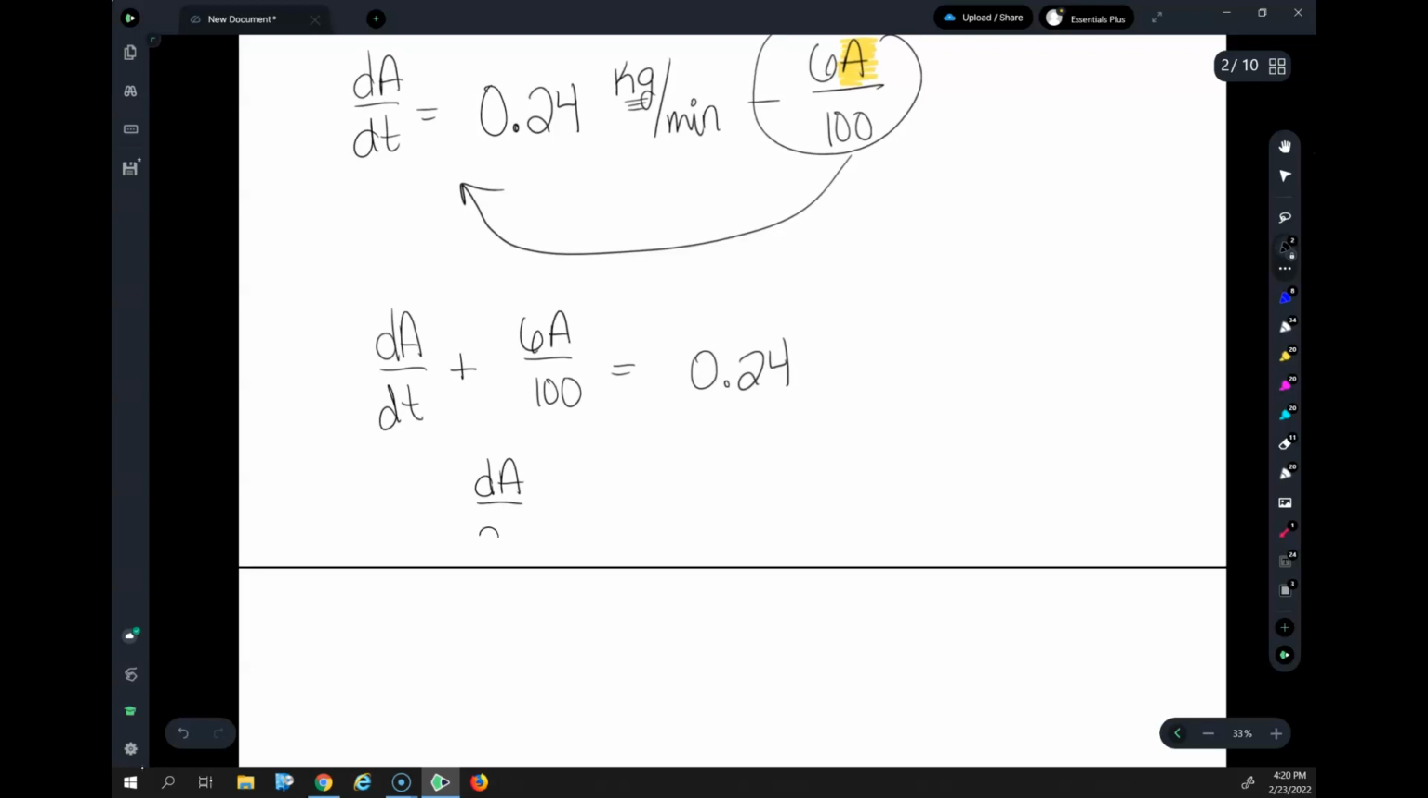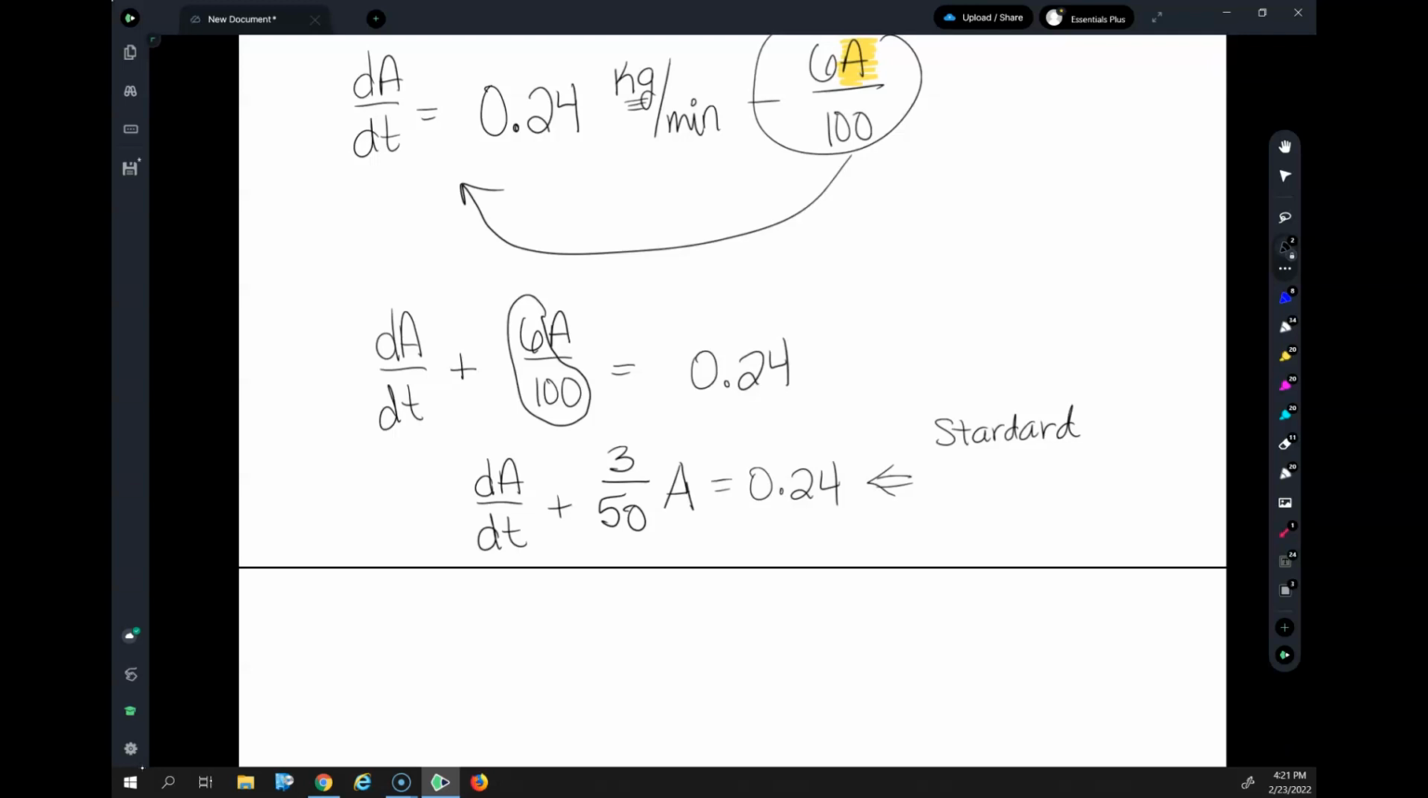And I'm going to do one more simplifying step to hopefully make this look a little bit more recognizable. So 6 over 100 can be simplified to 3 over 50. And I'm going to just pull that A off to the side rather than writing it in the fraction. Now this format is standard form for a linear differential equation. It might be hard to recognize because most of the linear equations we solved in the past were always dy/dx. All we've done is change our variables. We now have A as the output variable instead of y, and t as the input variable instead of x.